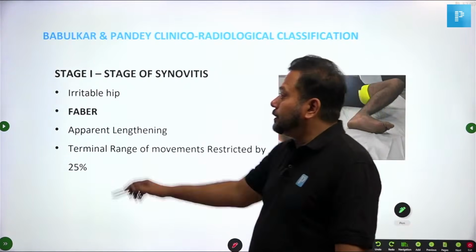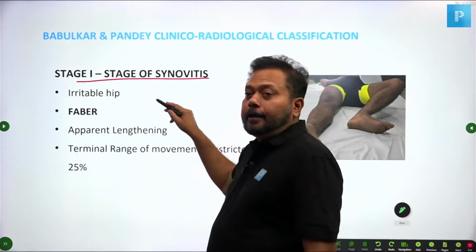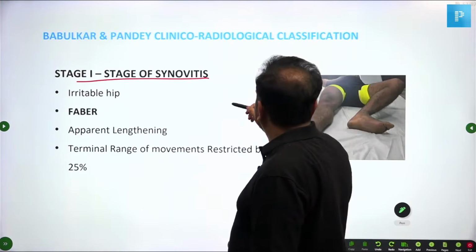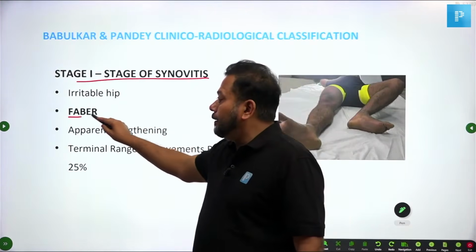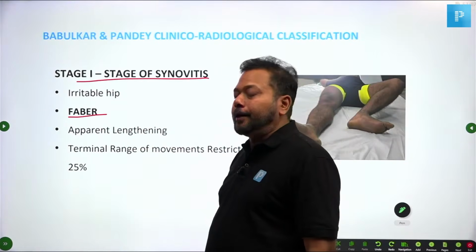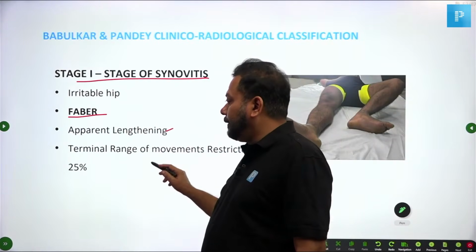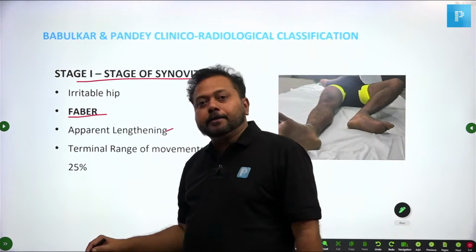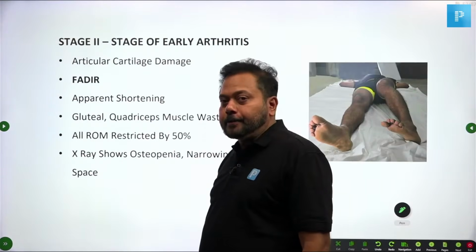Stage 1 is the stage of synovitis. Here weight loss. Okay, here what happens? There is FABER, flexion, abduction, external rotation, apparent lengthening. Terminal range of movement is restricted only by 25%.